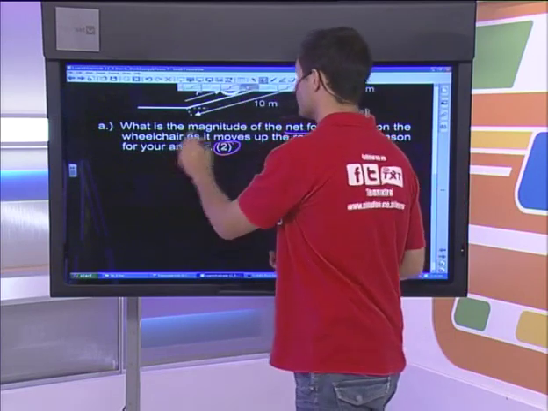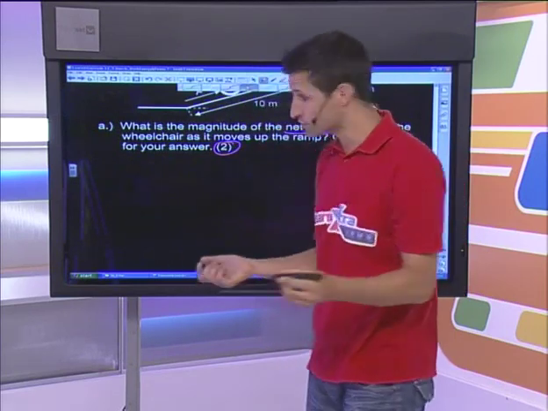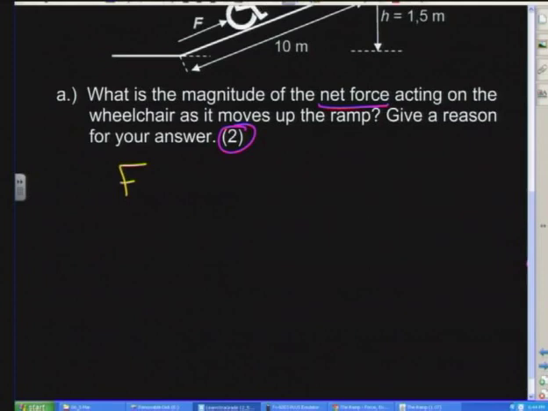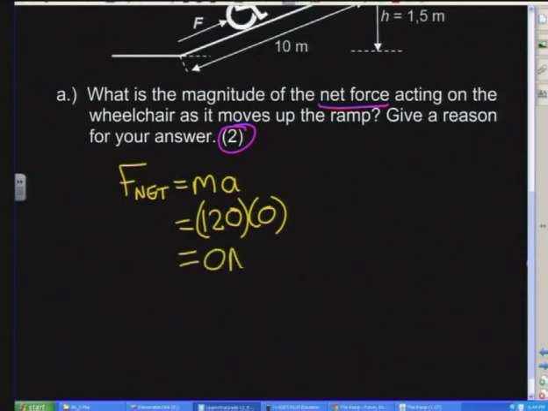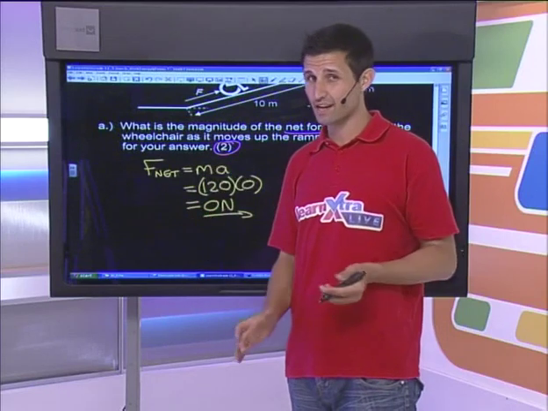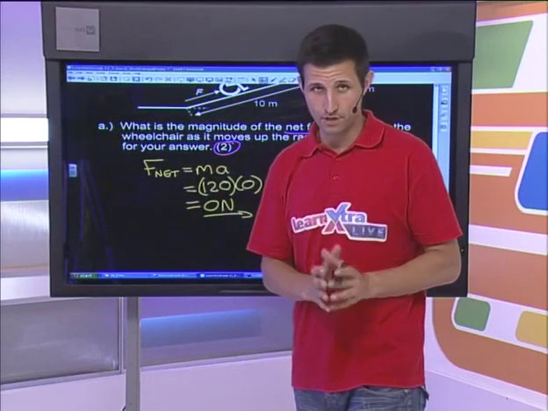So if you want to explain it in terms of Newton 2, you can do this as well. You can say that F net is equal to the mass of the guy times his acceleration. Well, we know that his mass with the wheelchair is 120 times an acceleration of 0, because there's constant velocity. That's still equal to 0 newtons. So all the forces added up on this guy add up to 0 newtons. Now, guys, that is equilibrium.